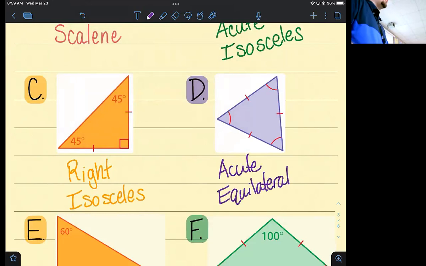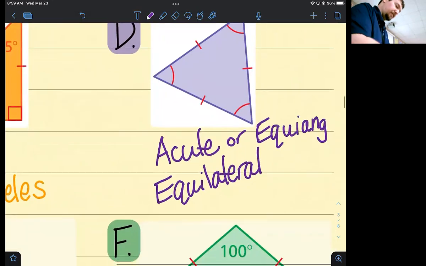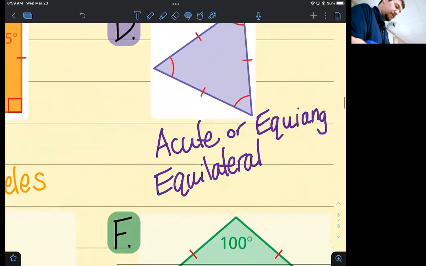Now, I would also accept a different answer for this triangle. Instead of saying it's acute equilateral, you could also say it's equiangular equilateral. I don't know if I'm going to be able to fit that on the screen. Let's see if I can move this over.